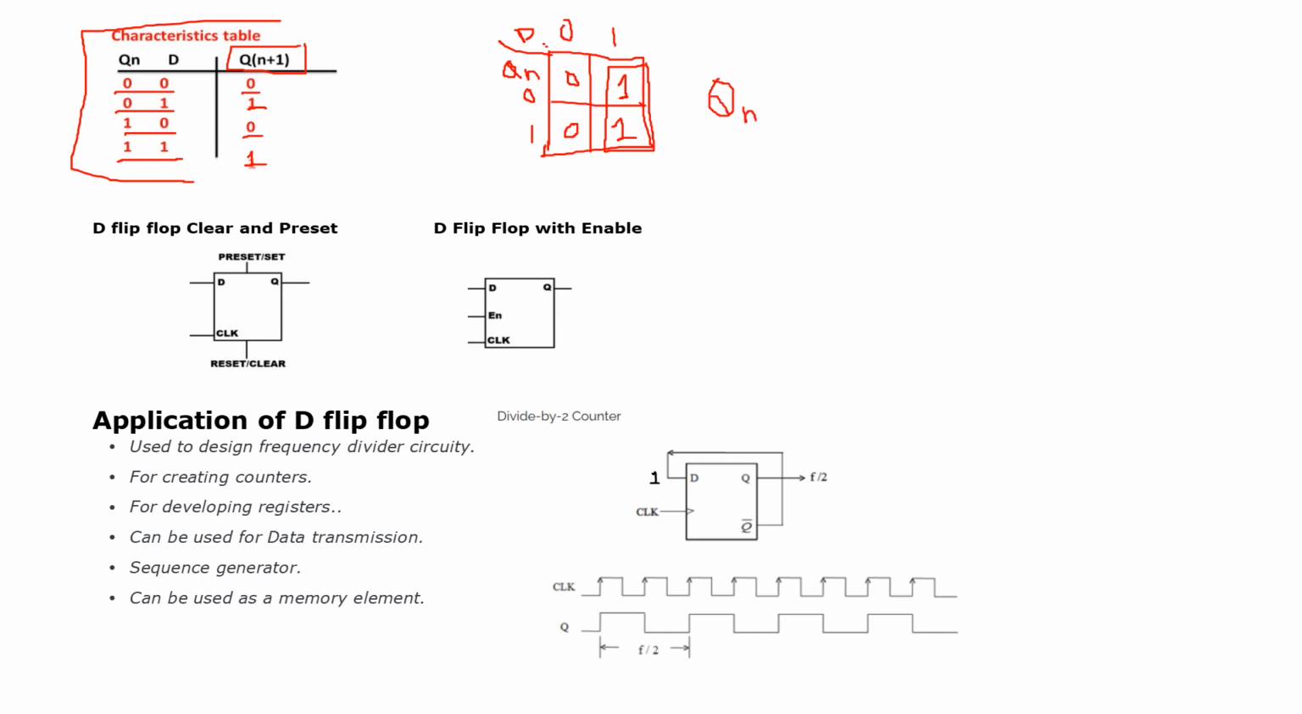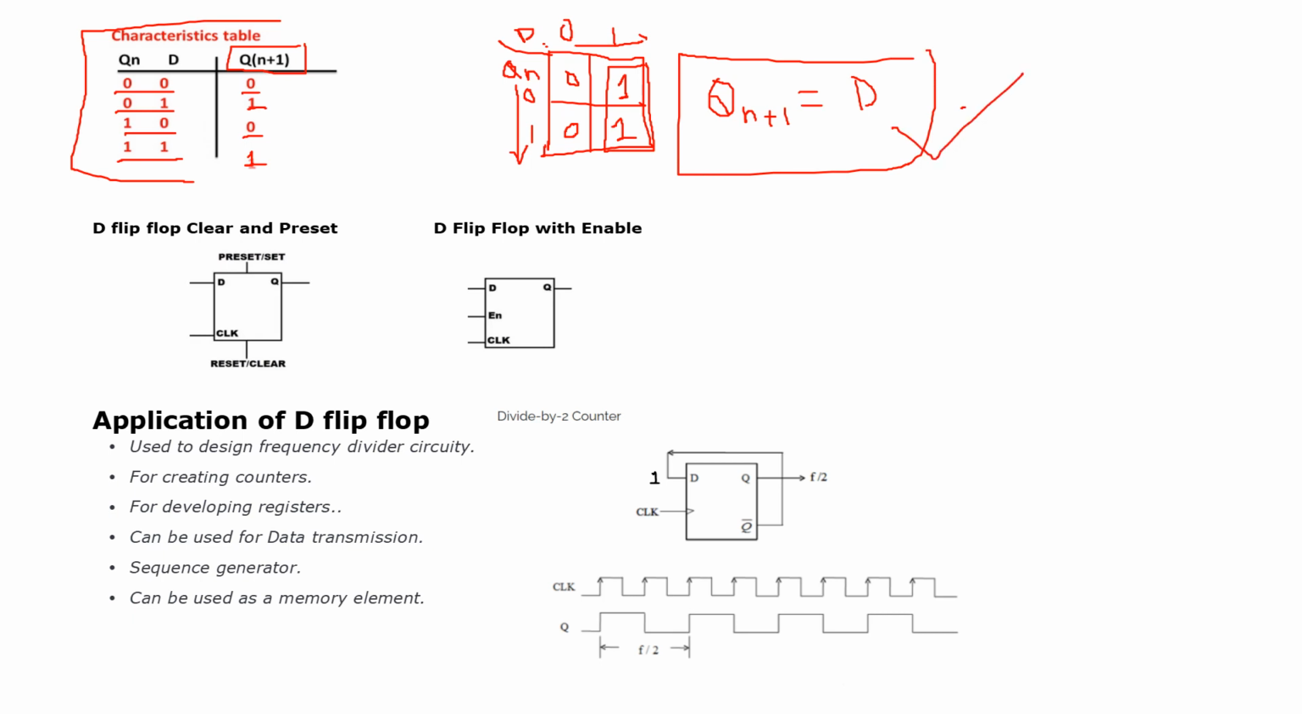So my Qn plus 1 will be, let's see. For this group, I am coming down. My Qn is changing, so I will ignore whatever is changing. I will go from here, which is only D. So Qn plus 1 is D. So these are my equations for the D flip-flop.